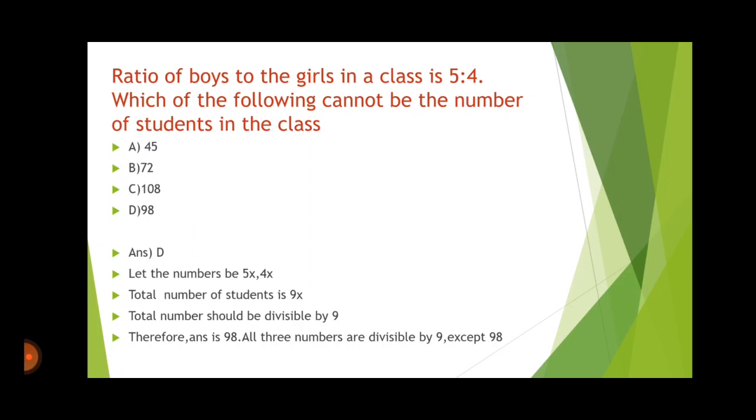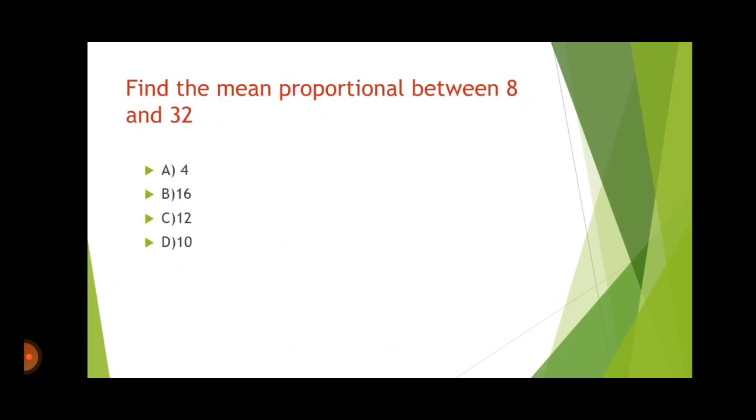According to the options, the number except 98 are divisible by 9. That is, 45 is divisible by 9, 72 is divisible by 9 and 108 is also divisible by 9. But option D is not divisible by 9. So the answer is option D. All other numbers, option A, B and C, have chances to become the count of total number of students. Hope you understand. Next question.